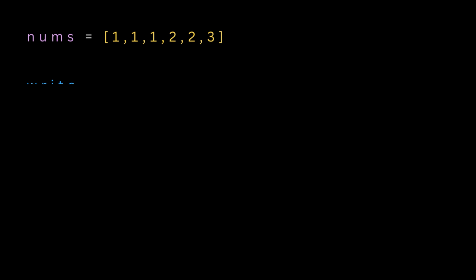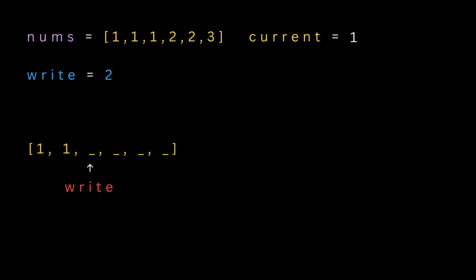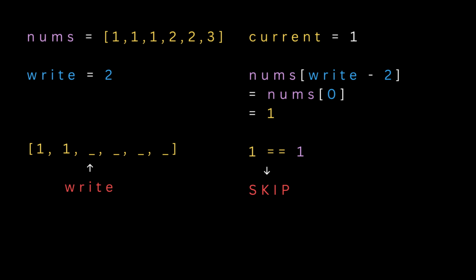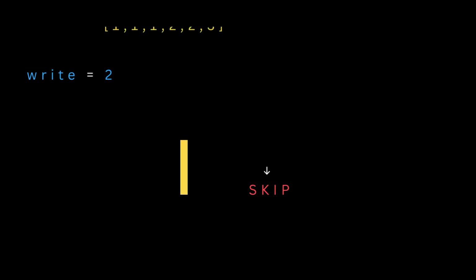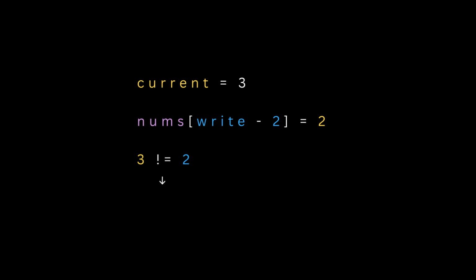Let's walk through it. We always keep the first two elements because every number is allowed to appear twice. Now we see the third one. The number two positions behind our right pointer is also 1. That means we already kept two ones. So we skip this one. Now we see 2. 2 is different from the number two positions behind us, which is 1. So we can safely keep it. The second 2 is allowed, so we keep it. Finally, 3 is different from the number two positions behind us, so we keep it.